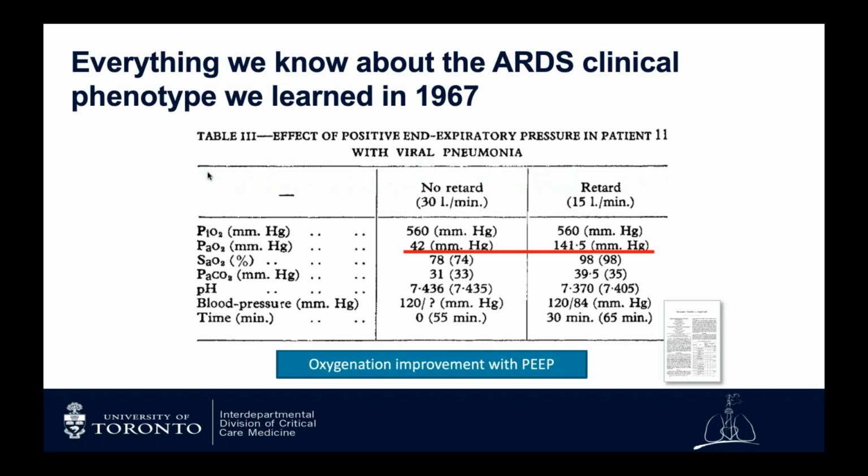Debates about what the right amount of PEEP is have existed as long as ARDS has existed. Everything we learned about ARDS, we learned in 1967 with the publication of the initial case series from Ashbaugh and Petty and colleagues. Ventilators were just new at this time, and they found a button that they didn't really know what to do with on the ventilator called expiratory retard, aka PEEP. And they noticed when they put that up, significant improvements in oxygenation.